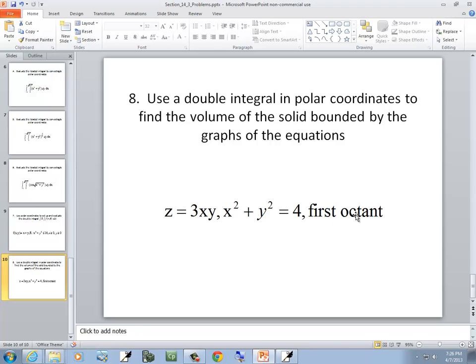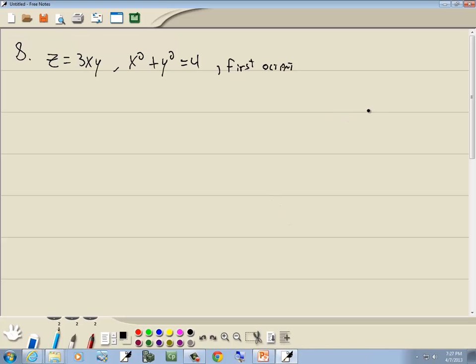Volume implies that we're not dealing with a hollow object, so it's solid inside. It even says volume of the solid. So this is actually going to be less than or equal to 4 when we think about it. First octant, well, that means your x and your y values are both positive. So r would be 2. So we're looking at this little half circle right here. So that's going to be our setup.